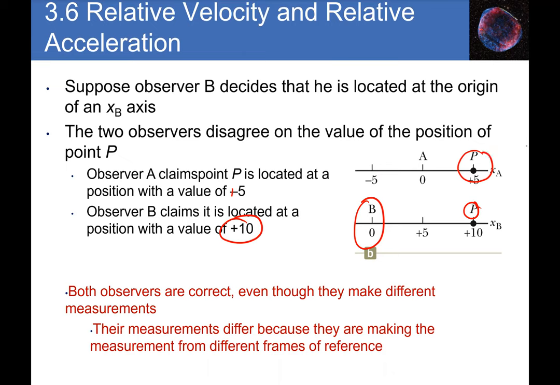Now, who is correct and who is wrong? Well, again, both of them are correct. They have different measurements. One says the position of P is plus 5 meters, the other says plus 10 meters, because they are using their own position as a reference. And basically they are measuring the position of P correctly, but with respect to their own reference frame.